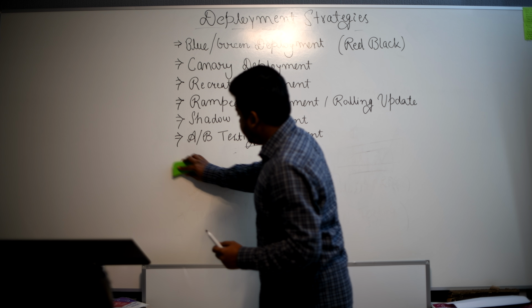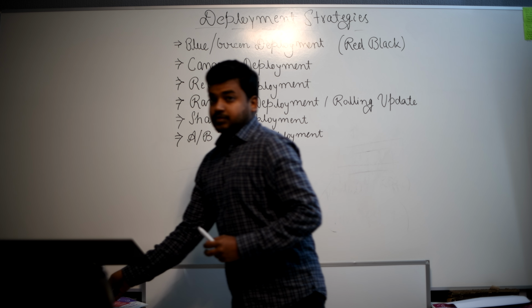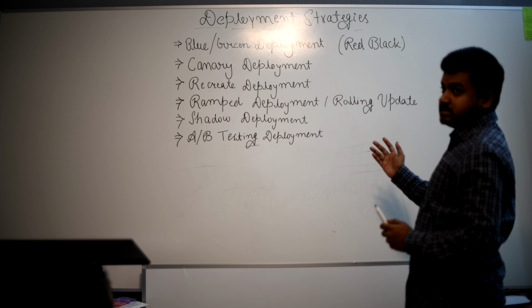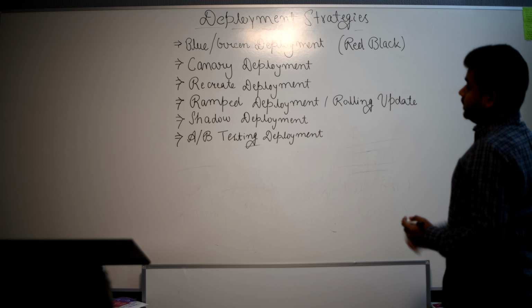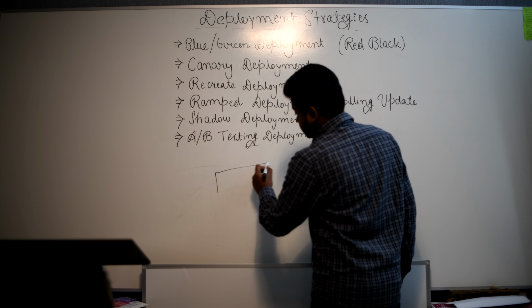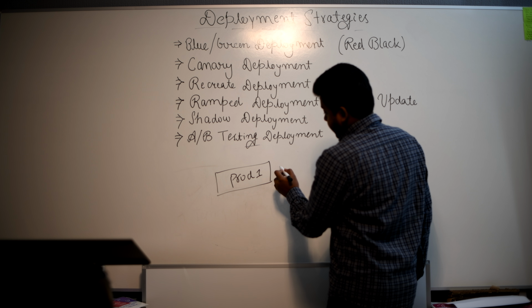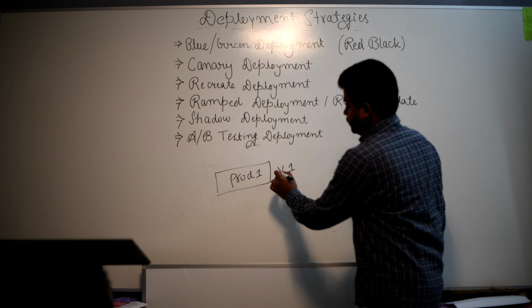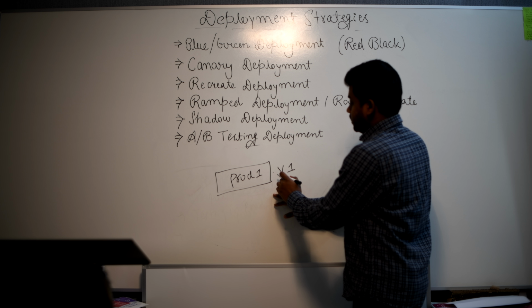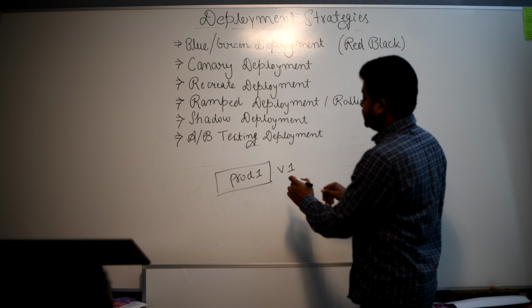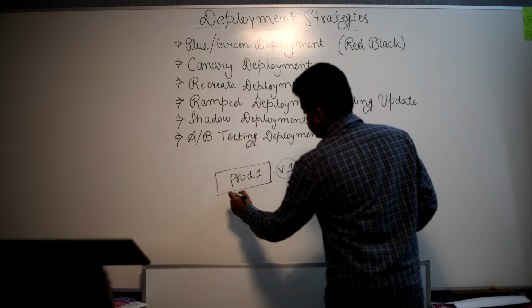In the recreate deployment, it has the highest downtime. The recreate deployment has the highest downtime. Now, in recreate deployment you have a prod server. It has version 1, your application version 1 deployed on the prod 1 server. So what you will do, you will shut down your prod 1 server, remove this version and deploy a new version. So this is active.